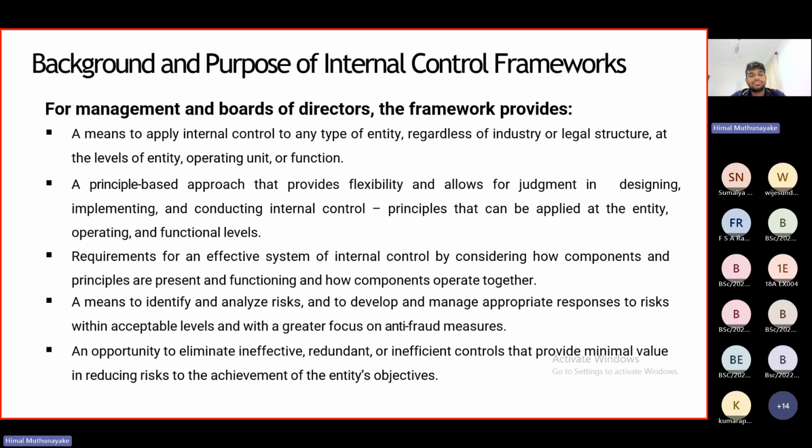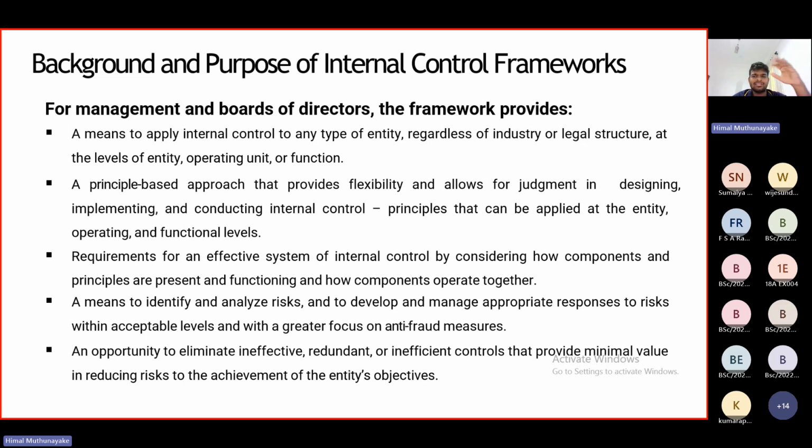Good. So the benefits which the internal control framework, or the COSO framework, provides for the management and the board of directors, right? It says it provides a means to apply internal controls to any type of entity regardless of industry or legal structure and the level of entity, operating unit or function, right? So by using this framework, it can apply to any type of entity, whether it's a manufacturing company, a service company, or a diversified company, anything. You can apply this framework, right?